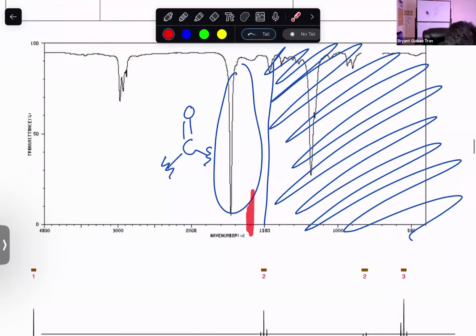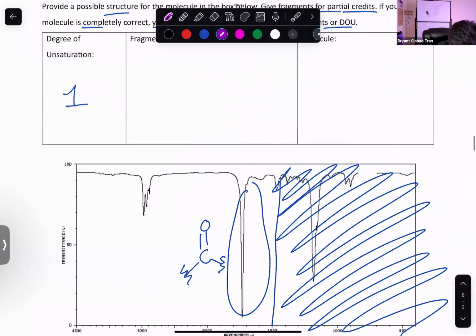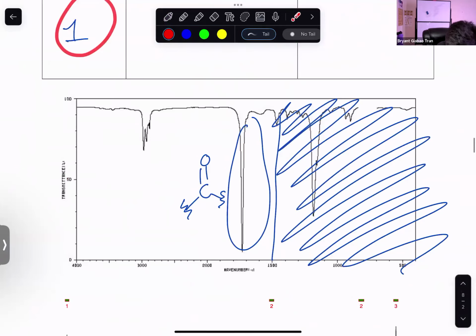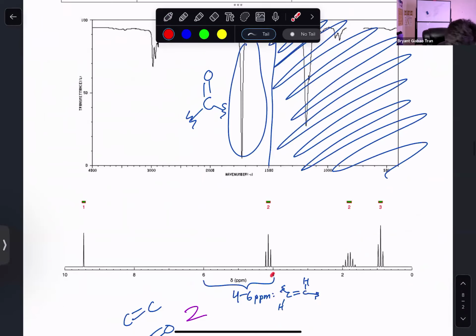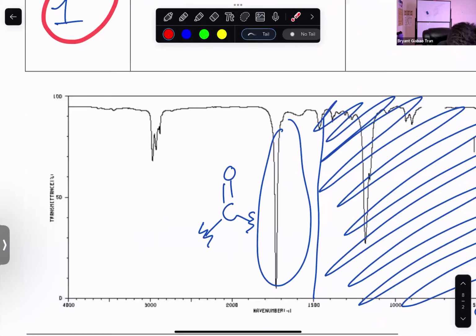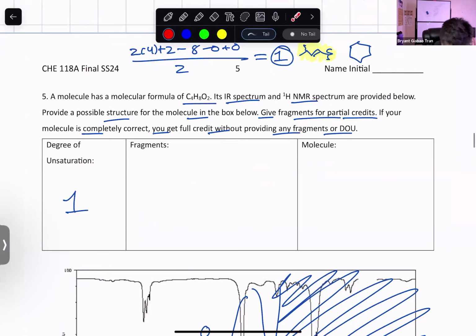But I said earlier we had an alkene, right? We can't have an alkene and a carbonyl at the same time because that would be 2 DOU, which does not match up with our 1 DOU here. So let's see, is it a carbonyl or is it an alkene? We'll see. But it's either one of these though. Okay, now 3000, that's the regular sp3 carbon hydrogen peak. Okay, so that's IR. Let's look at HNMR.